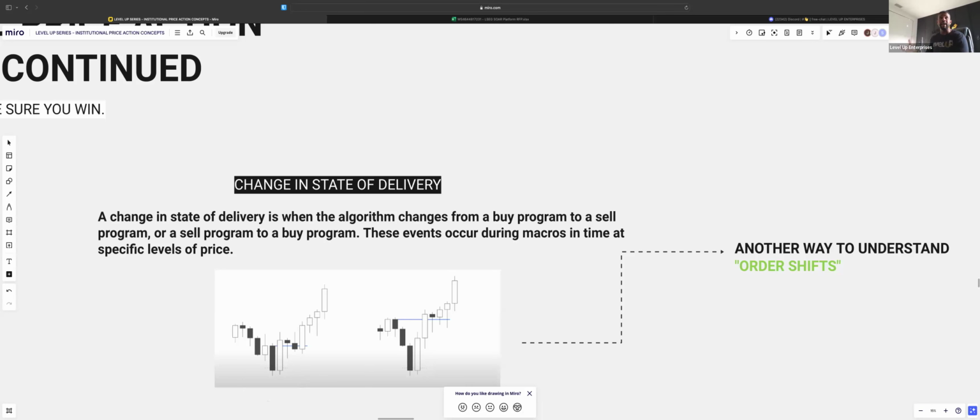Drop a one if you know what a macro time is. If you know what a macro is. AB, Kev. Okay, excellent. This is good. For the rest of the folks that do not know what that is, I will explain to you guys what that is.